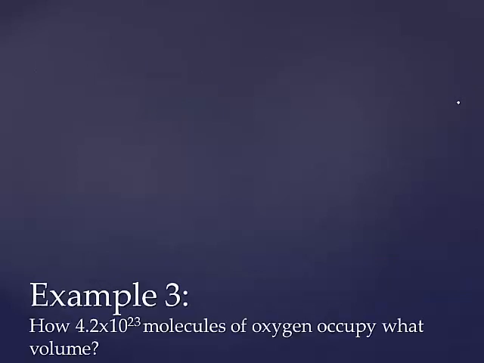Let's go on to example number 3. If you have 4.2 times 10 to the 23 molecules of oxygen, what volume would they occupy? In this case, we're going to start with the number given to us in the question, 4.2 times 10 to the 23 molecules. I look at the question and it's asking for volume. I don't know a single relationship between molecules and volume, but I do know a relationship between molecules and the mole. So I'm going to draw an X and a line, and molecules go on the bottom because that's the unit I'm trying to cancel off or get rid of.